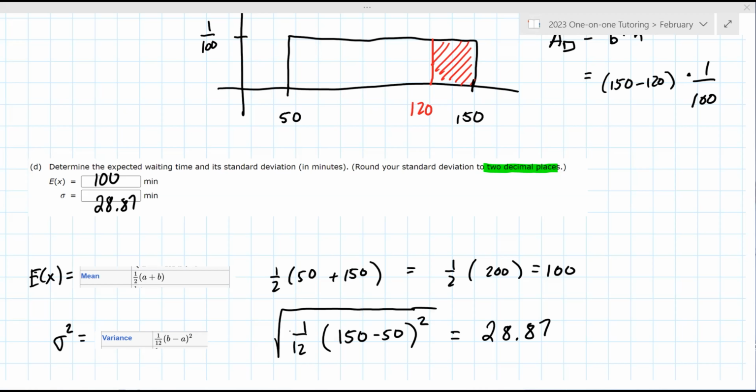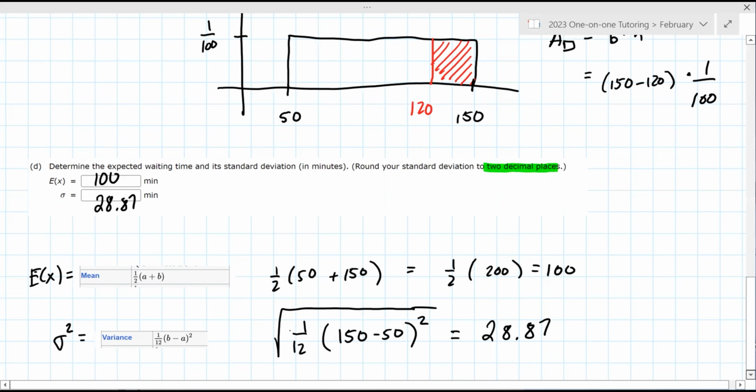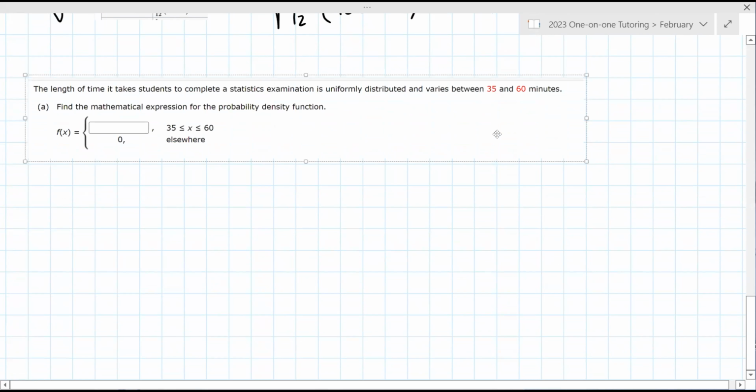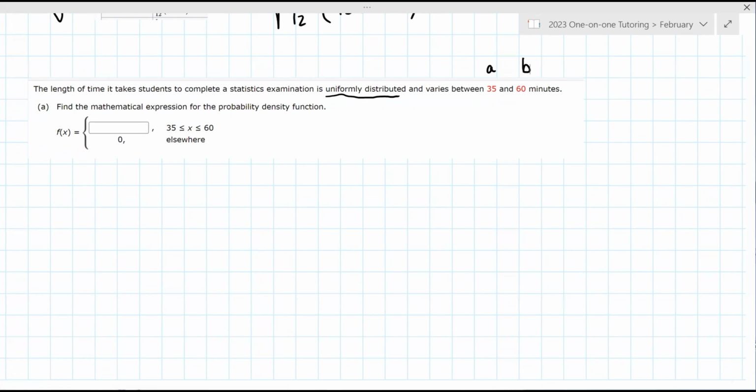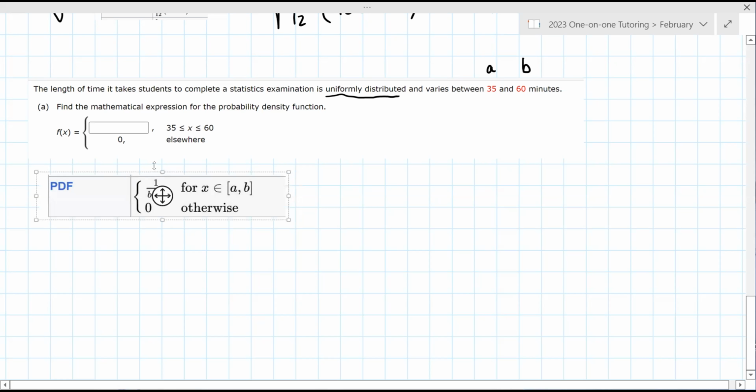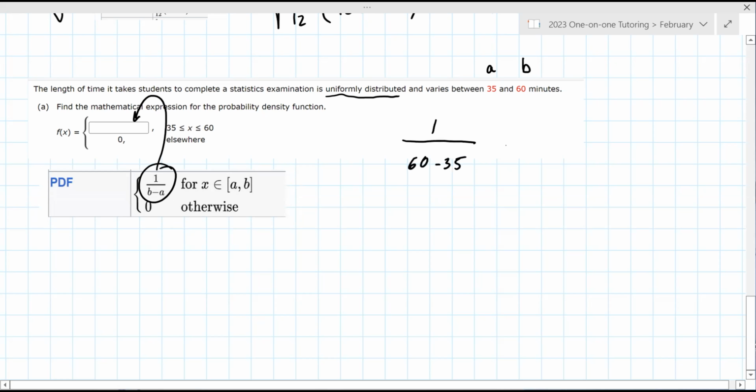So I'm going to move on to 3A. If you need us to, we can always go back and recheck one of the ones we just did. This one says the length of time it takes students to complete an examination is uniformly distributed, so we're emphasizing the uniform distribution. The lower limit is A and the upper limit is B. This is asking for the PDF, the probability density function. You just have to know what to look for, and it's 1 over B minus A, 60 minus 35, which is 1 over 25. So that goes in the first box.